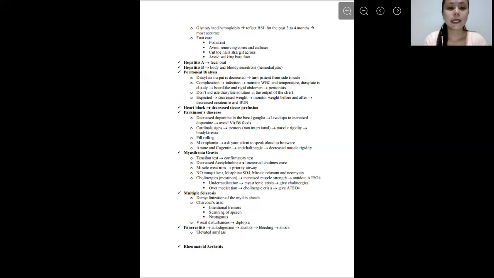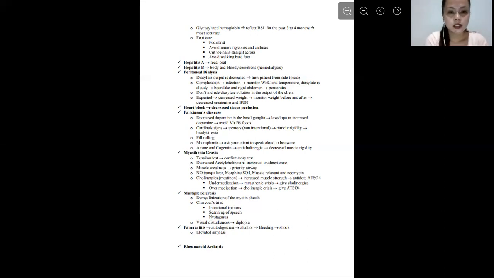So in Charcot's triad, which is usually seen in multiple sclerosis, the triad is intentional tremors, which is the coordination problem, scanning of speech or slurred speech, and nystagmus. Nystagmus is an involuntary rhythmic movement of the eye from side to side or up and down.